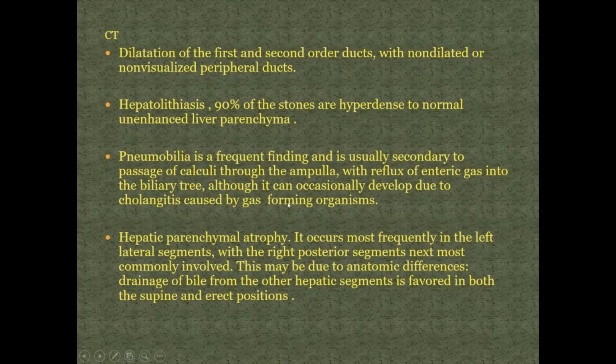Another common finding in recurrent pyogenic cholangitis is pneumobilia, which is usually due to the passage of stones through the ampulla into the bowel, but sometimes it can occasionally develop due to cholangitis, which is caused by gas forming. But most of the pneumobilia is normally due to the passage of the stone before. And hepatic parenchymal atrophy is quite common, and the most commonly involved segments are the left lateral segments and the posterior segments of the right lobe.